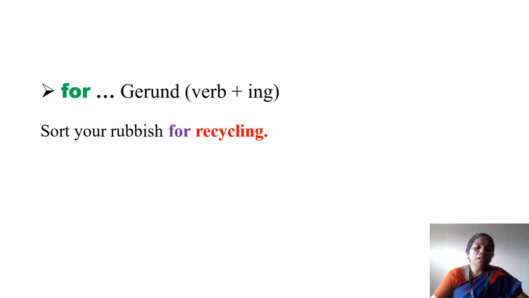Here is the sample. Sort your rubbish. Why? For cycling. So for is functioning as the purpose expression. This is grammatically followed by the ing form of a verb. This ing form of the verb here is a gerund.